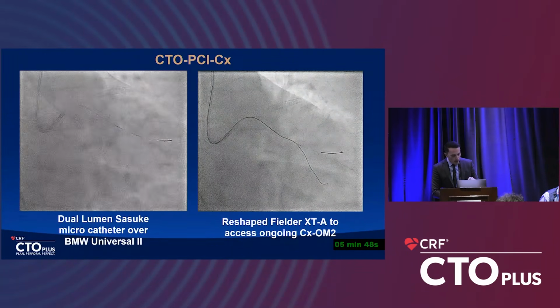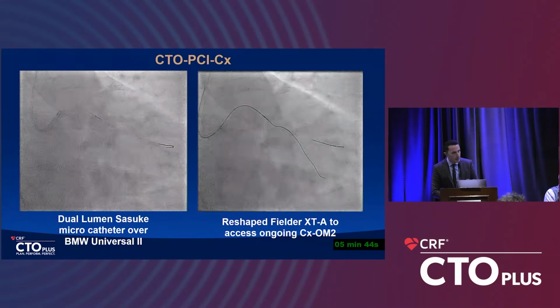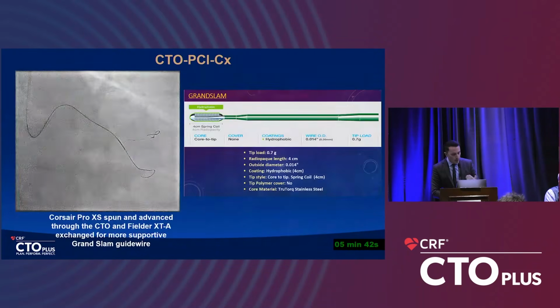And with the XTA again, I went through the side port of the Sasuke and was able to access my mid-circ OM2. Once that was done, I removed the Sasuke with a trapping balloon. Then I brought back my Corsair Pro XS. I removed the XTA, and then I do this for all my CTOs.